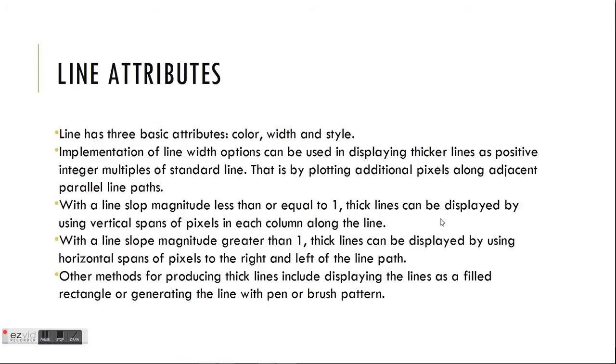Now, moving on to our main focus topics of primitives and their line attributes. Let's start with the first primitive, line. A line is composed of a series of pixels or dots in a straight manner. It has 3 basic attributes associated with it, like color, width, and style.